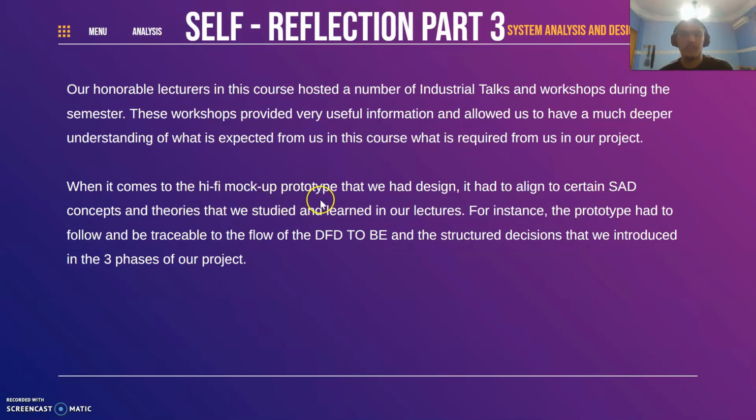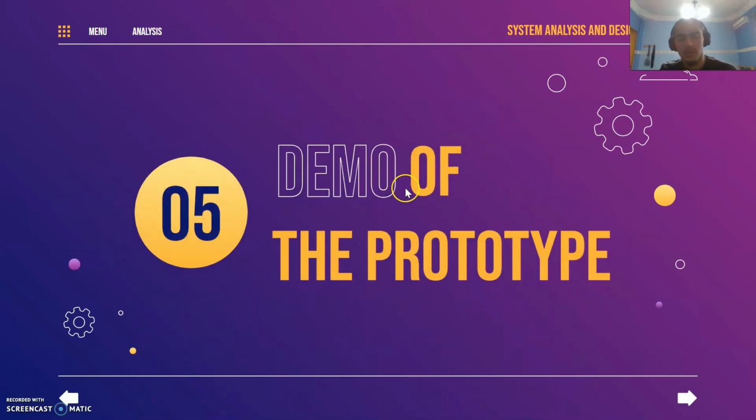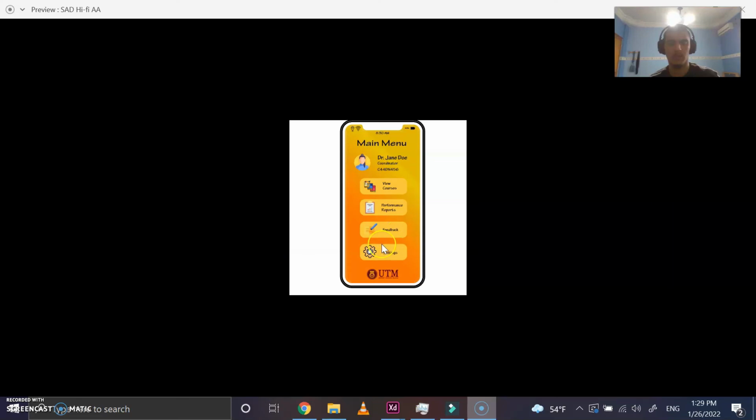When it comes to the hi-fi prototype that we had designed, it had to align to certain SAD concepts and theories that we studied and learned in our lectures. For instance, the prototype had to follow and be traceable to the flow of the DFD and structured decisions that we introduced into the 3 phases of our project. So now we will be looking at the demo of the prototype made using Adobe XD.